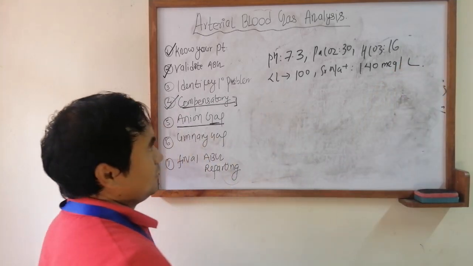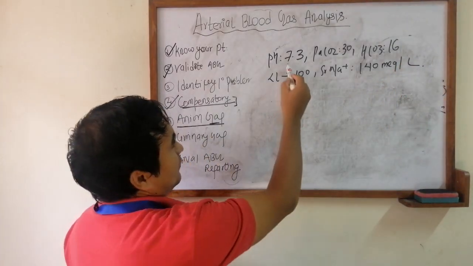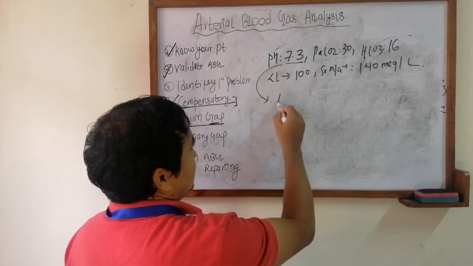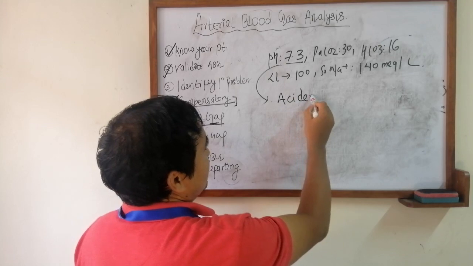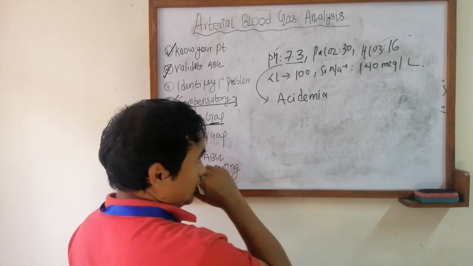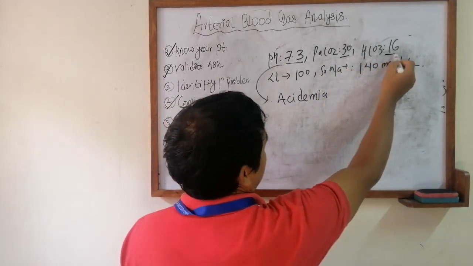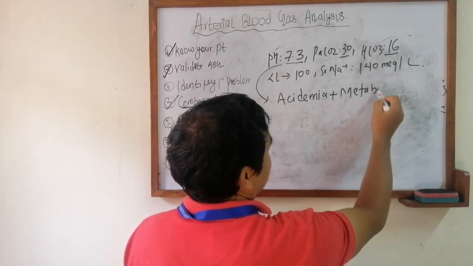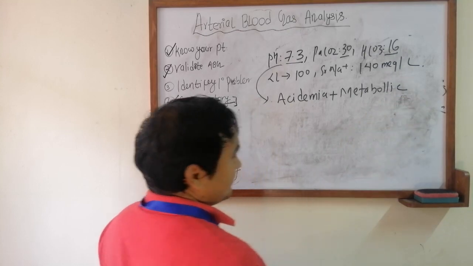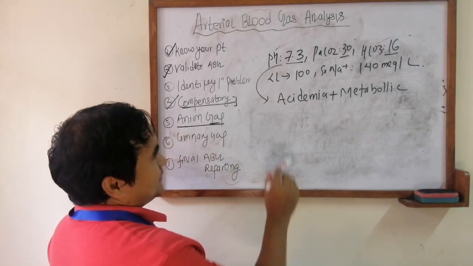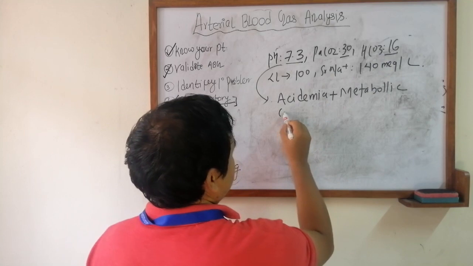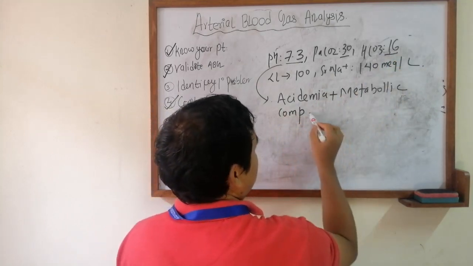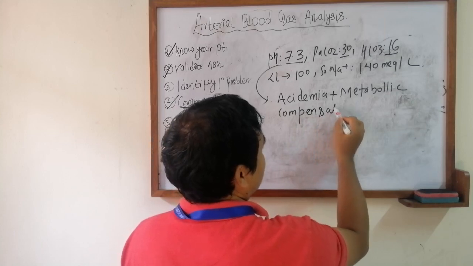In this patient we can see that the pH has dropped. So there is acidemia here, and this acidemia is because of the drop in bicarbonate. So this is metabolic acidosis. What is the expected PCO2 level, and is there compensation here? Expected PCO2 is bicarbonate plus 15: 16 plus 15 is 31. It is nearly compensated.